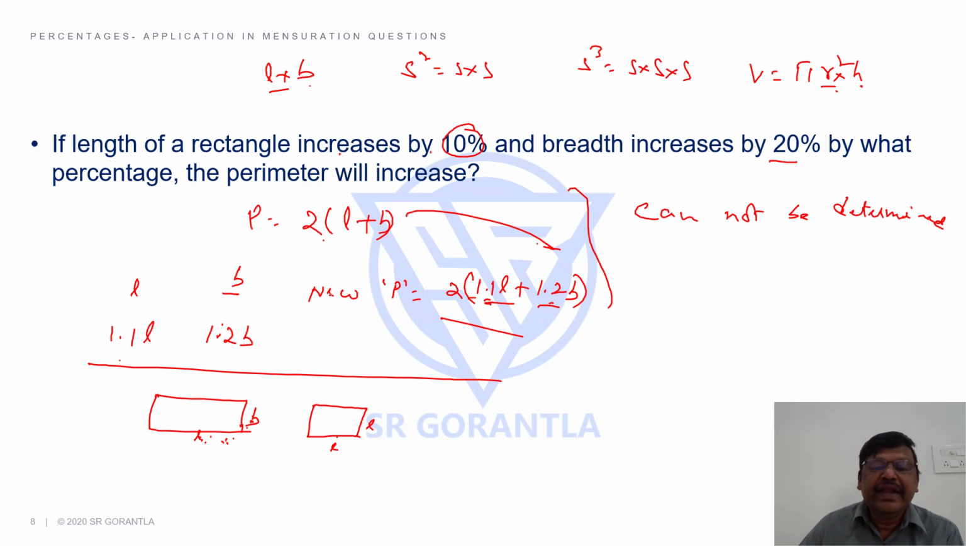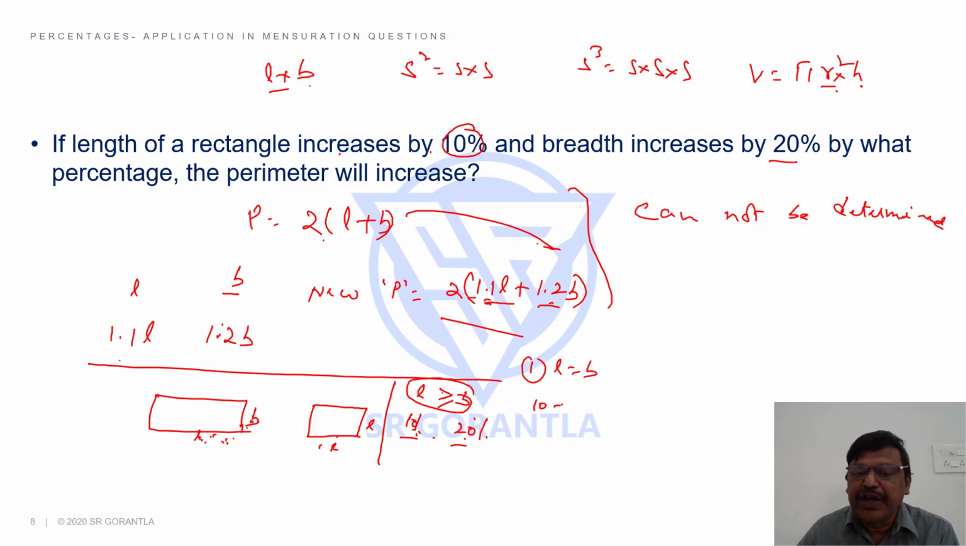So that's why, students, in a rectangle, length is either greater than breadth or equal to breadth. Now, when length is increasing by 10%, breadth is increasing by 20%, suppose, I'll tell you a few cases. If length is equal to breadth, the answer will be 10 plus 20 by 2, 15% will be the growth in the perimeter. The perimeter will increase by 15%.